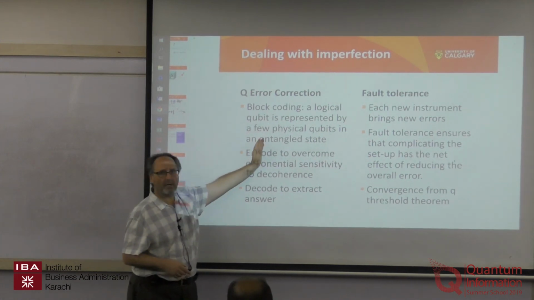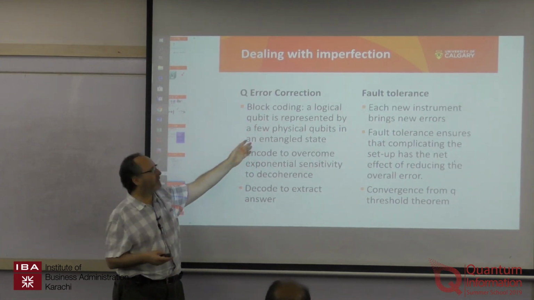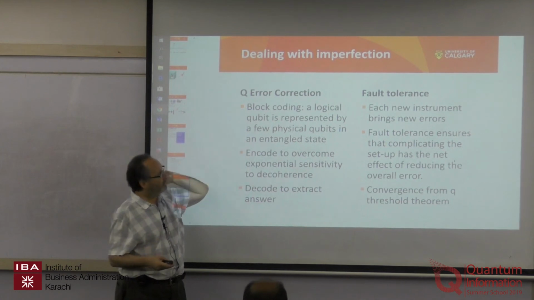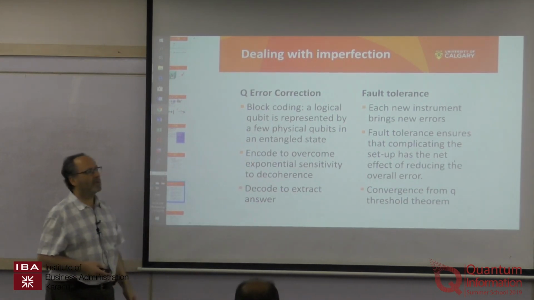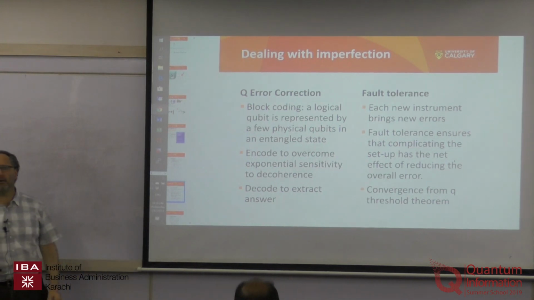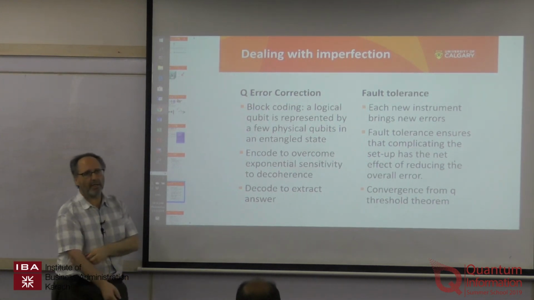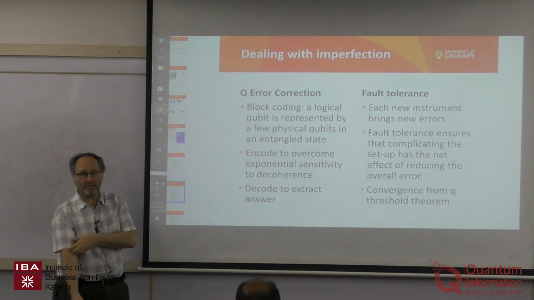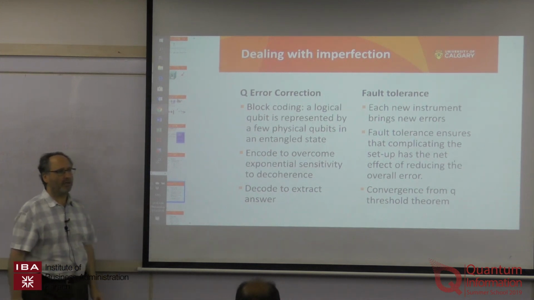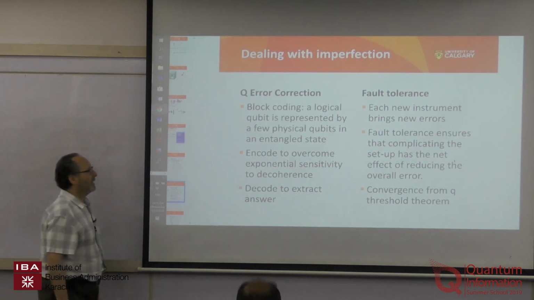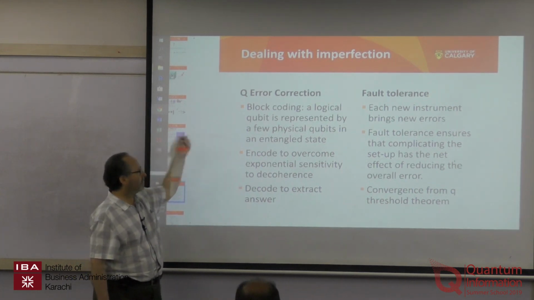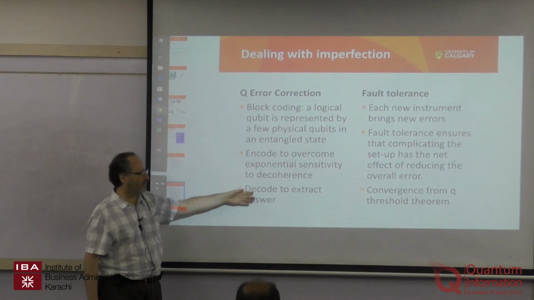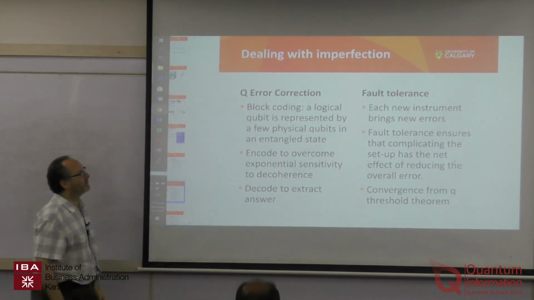But that's the idea. If we do that kind of coding, process there, then we can detect errors and decode. And that overcomes the exponential sensitivity to decoherence that Landauer was objecting to. So later, Landauer eventually accepted these ideas. He objected, very smart guy. His objections were really important and valid until these ideas came along. So we encode, it overcomes decoherence, then we decode to get the answer.